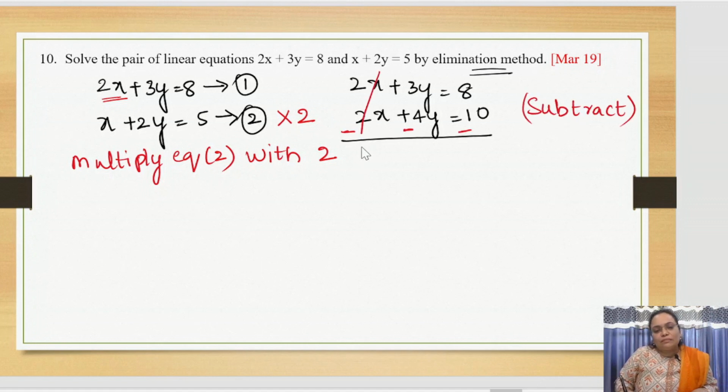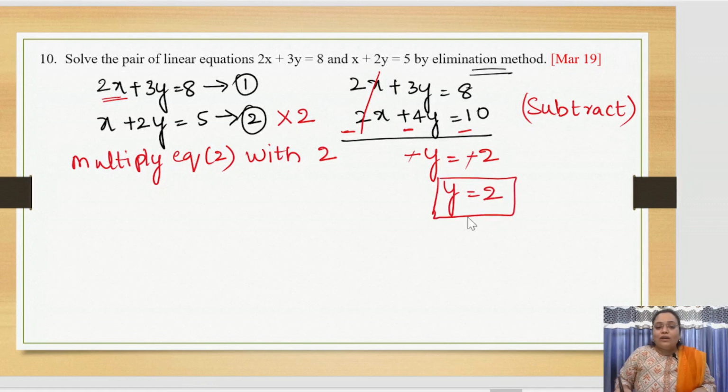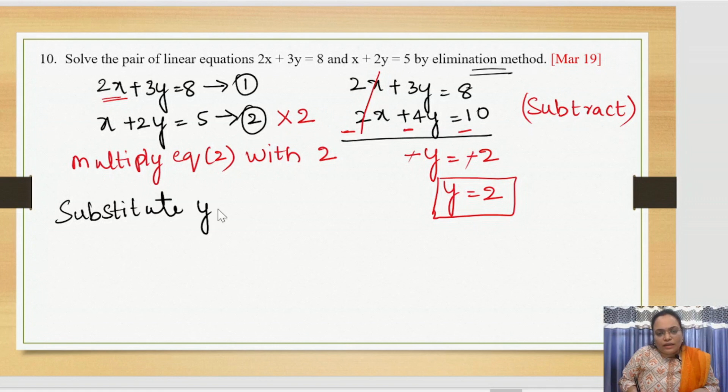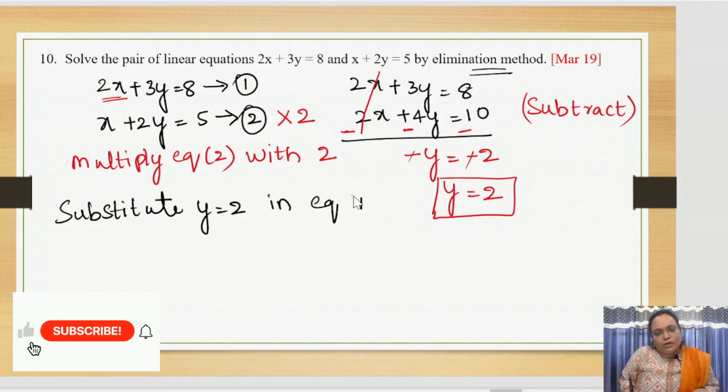2x and minus 2x will get cancelled. This will be minus y is equal to minus 2. So minus minus will get cancelled. You will have y is equal to 2. When you get the y value, we can substitute the y value in any of the equations and get the x value. So substitute y is equal to 2 in equation number 1.